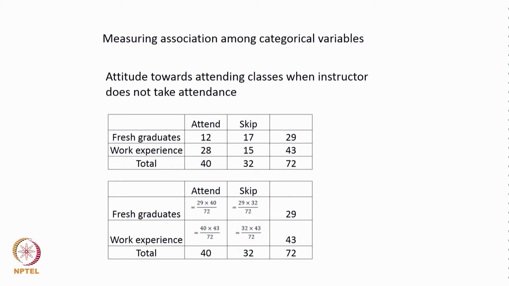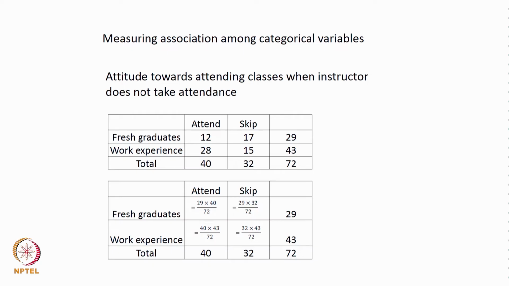class, out of which 29 are fresh graduates and 43 are people with work experience, and out of these 72, let us say 40 attend classes and 32 skip classes when the instructor does not take attendance. So, this number 72 represents the total number of people in the class, and that is made up of 29 plus 43 with respect to fresh graduates and people with work experience.